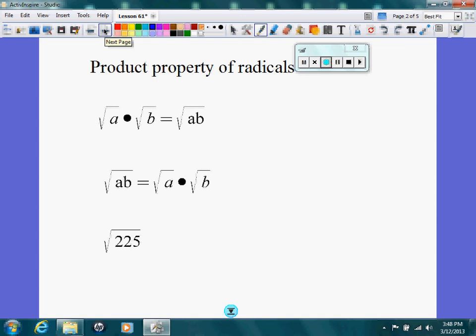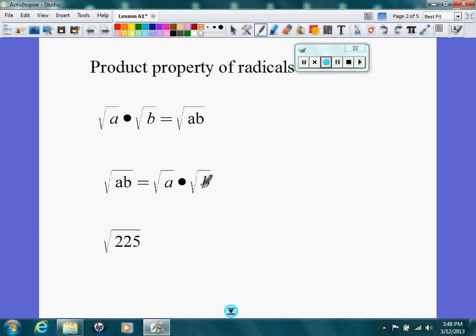Okay, so here are some properties of radicals, and this is called the product property of radicals. If I have the square root of a times the square root of b, that's equal to the square root of a times b. You could put it all under one radical. Well, if I can go that direction, I can certainly go back the other direction. The square root of ab is equal to the square root of a times the square root of b.